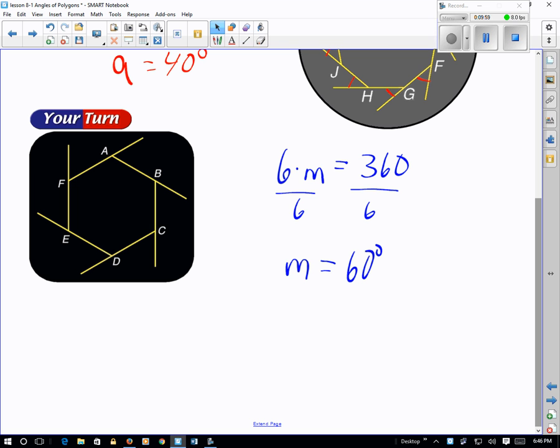So if we know that each exterior angle is 60 degrees, what about the measure of an interior angle? We know the interior angles and the exterior angles have to be supplementary. So that gives us a shortcut. If we have a regular polygon, we can find the measure of each interior angle by just looking at the exterior angles. So this would have to be 120 degrees.